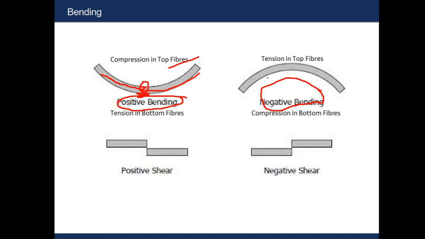On the contrary, in negative bending, tension develops in the top fiber and compression in the bottom fiber. So if we are asked to design for negative bending, where do we need to provide the reinforcement? Yes, we need to provide the reinforcement in the top fiber.